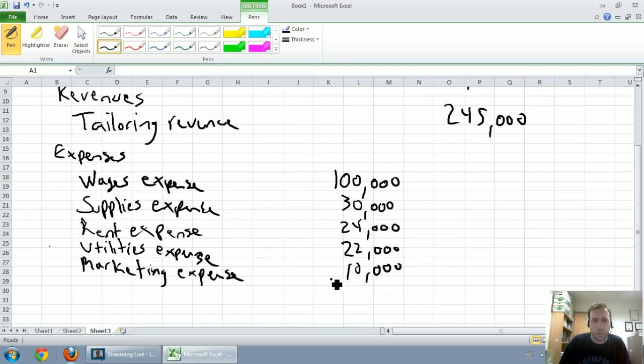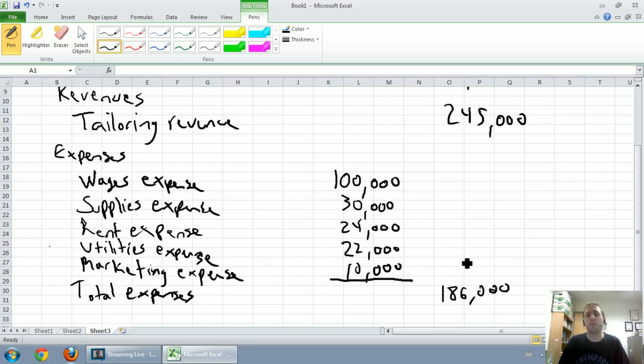Now we've got to total it. Our total expenses. Sometimes people don't write the word total expenses. They just write the line and you kind of figure out that that's total expenses. That's fine. Let's see. It's 130, 154, 170, 186. Hope that's right. 186,000. Our revenues were 245.